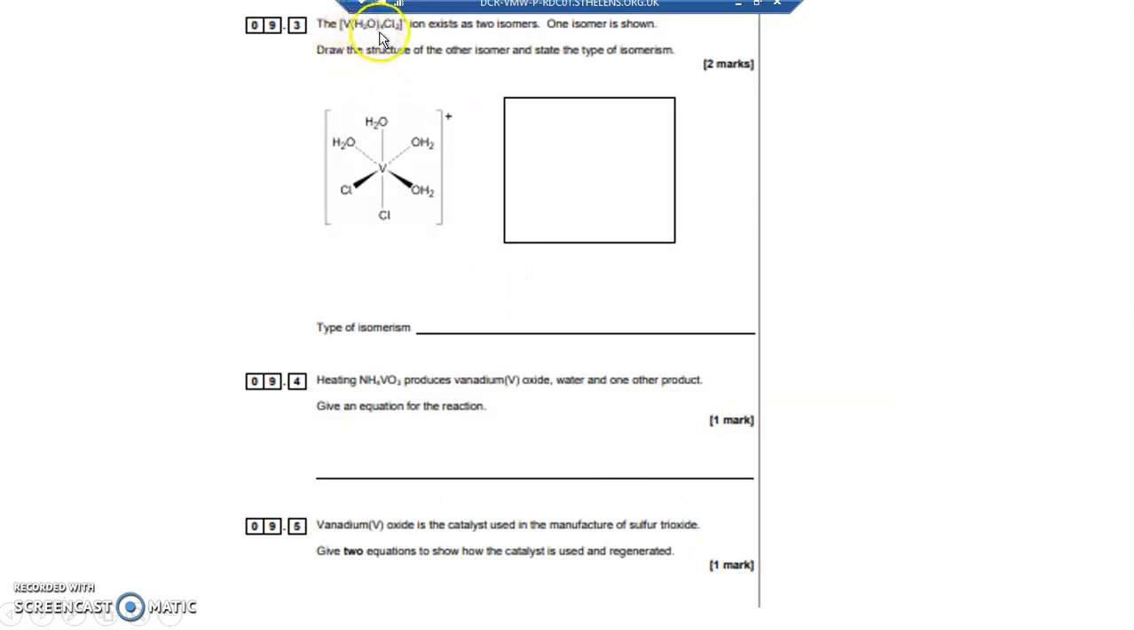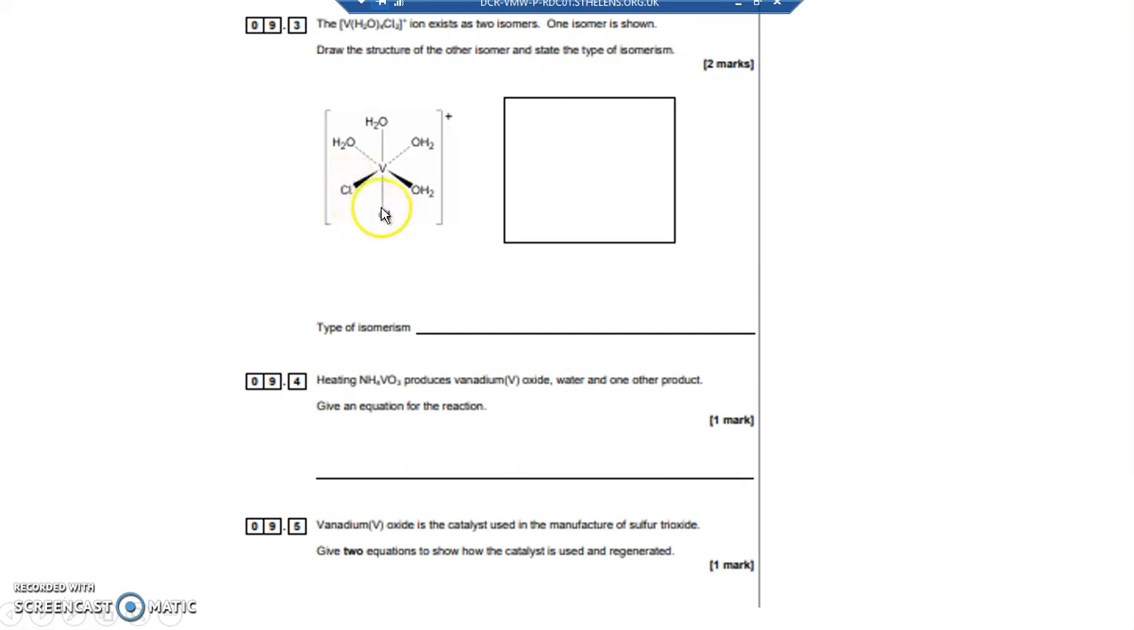This VH2O4Cl2 plus ion has 2 isomers. One isomer is shown. Draw the structure of the other isomer and state its type of isomerism. Well, what we've actually got here is geometric isomerism.